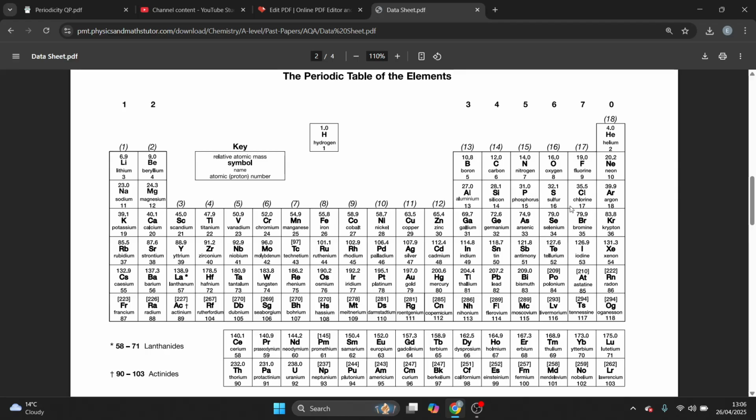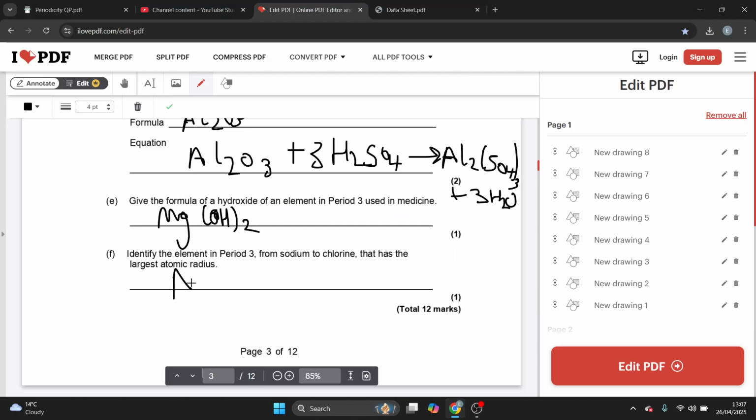So therefore, the one with the largest atomic radius is actually sodium, because if it decreases across the period, magnesium has a smaller atomic radius than sodium, aluminium has a smaller atomic radius than magnesium, etc., until chlorine. So therefore, sodium has the largest atomic radius in period 3. They could ask you for this.